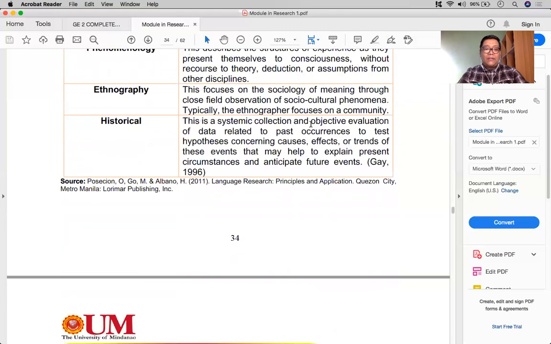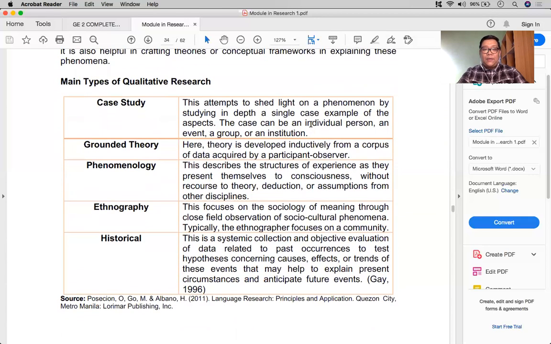And we have historical research. Now, this is a systematic collection and objective evaluation of data related to past occurrences to test hypotheses concerning causes, effects, or trends of these events that may help to explain present circumstances and anticipate future events. So what's unique with historical research is that it's longitudinal, meaning you need to observe a specific phenomenon and gather data within a long period of time.